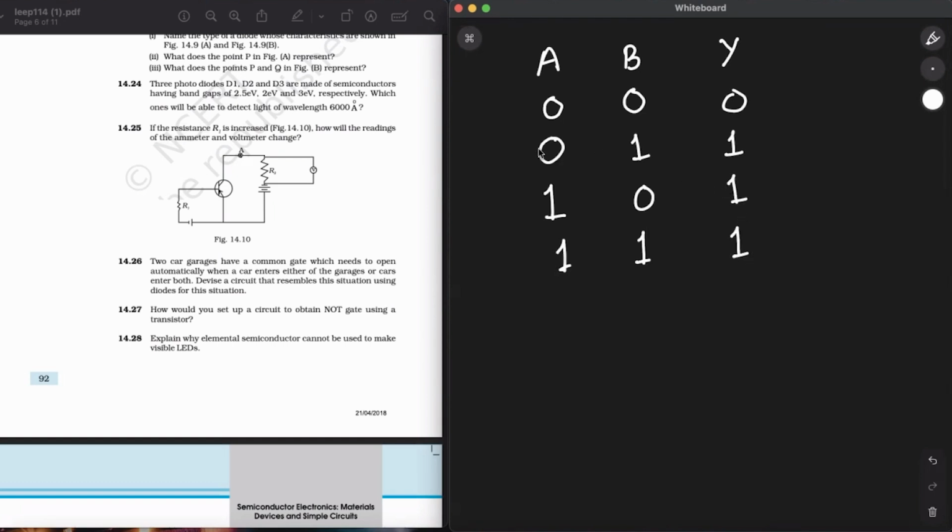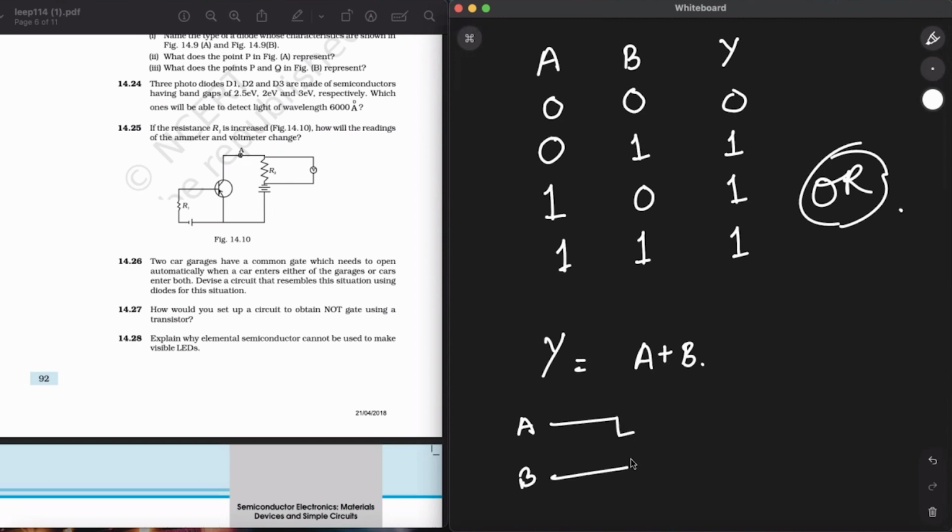So, what does this resemble? It seems like an OR to me. So Y equals A plus B. Okay, it is an OR circuit. Simple. If you want to draw the circuit, since it is an OR circuit, you can draw it like this: A, B, Y. Okay, simple circuit.